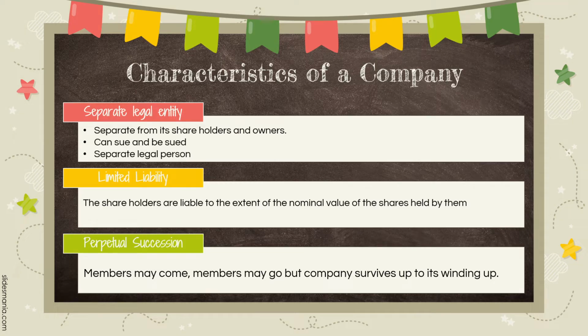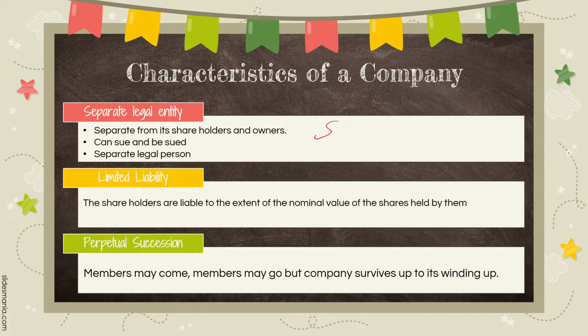Moving on, there are certain characteristics of a company. That is, a company shall have certain features. We'll look into it now. The first feature is that it has a separate legal entity. That is, in the eyes of law, both the company and its shareholders are different.